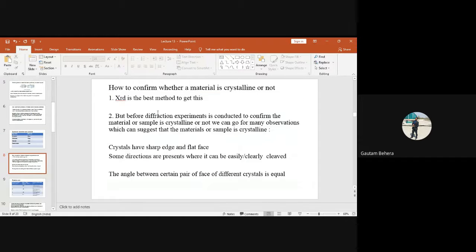Now the question is how to confirm whether a material is crystalline or not. The best thing you can do is XRD analysis, X-ray diffraction analysis. We'll study that in the coming lecture. You have to use X-ray, and you'll get a plot, if you remember, that is intensity versus 2 theta. Anybody remember that? How to identify whether the material is crystalline or amorphous? By doing XRD, you will get a plot with intensity on the y-axis and 2 theta on the x-axis.